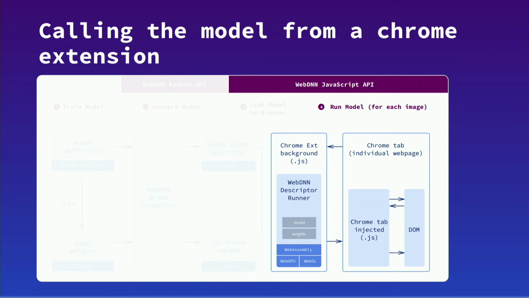So the content script takes the images from the web page. It sends them to the background script, which then runs them through the model, and the model sends the output sentences back to the content script. So that's the architecture of how the Chrome extension works. And Chrome has an interesting message passing API, which makes this really easy to do.